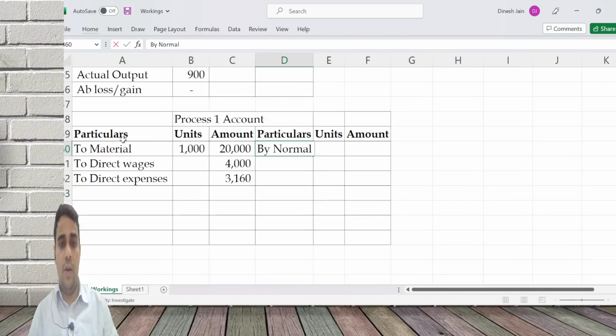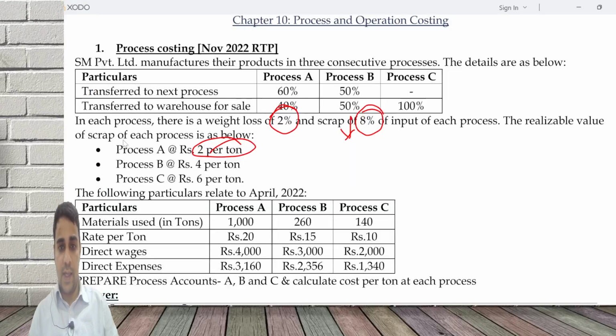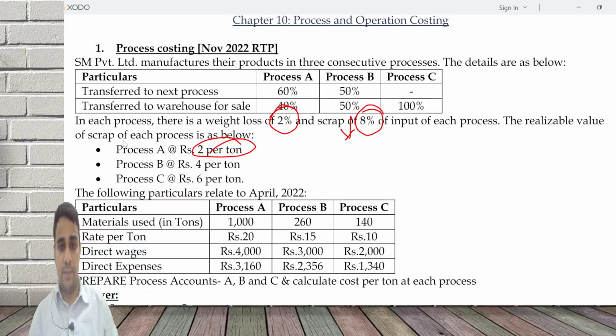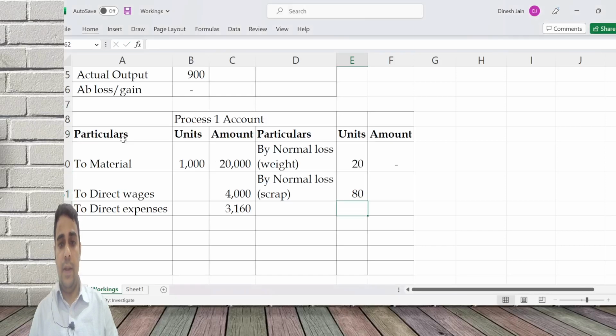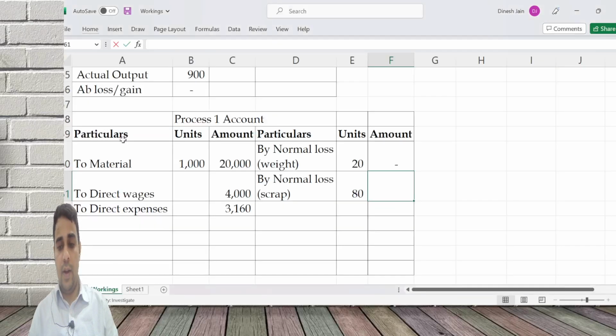By normal loss, 2%, 20 units. No value for this. This is the weight loss portion. By normal loss again, and there's a second segment which is your scrap. Scrap has a realizable value. 80 units, and 2.